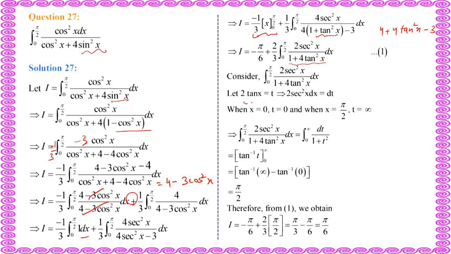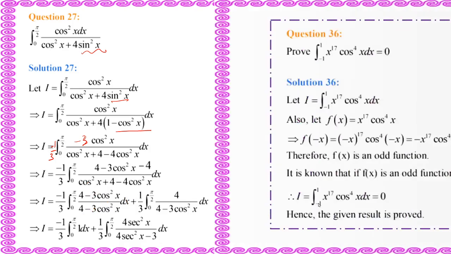Now we are applying substitution. 2 tan x is equal to t. So 2 sec square x dx is equal to dt. Change the limits also. Apply those limits, 0 to infinity, dt upon 1 plus t square is tan inverse t, infinity minus tan inverse 0. So it is pi by 2. Therefore from 1 we can say minus pi by 6 plus 2 by 3 into pi by 2. This is the final answer.